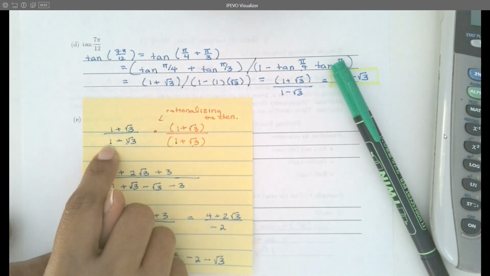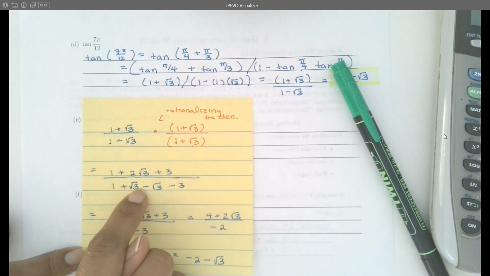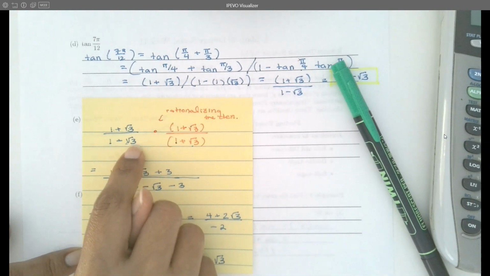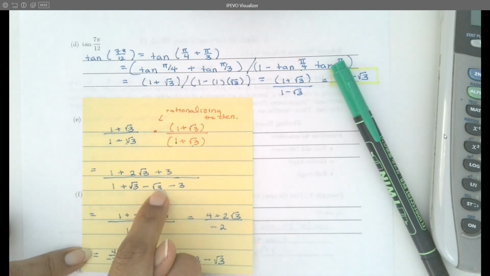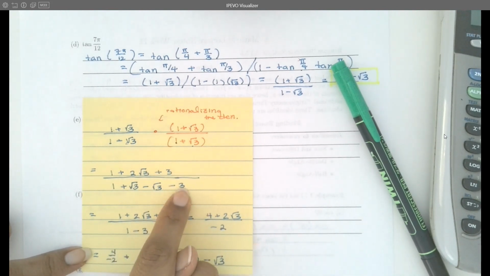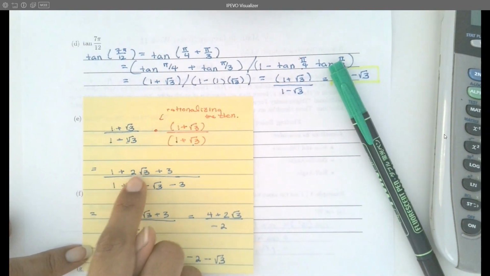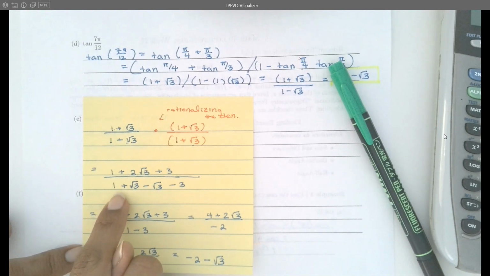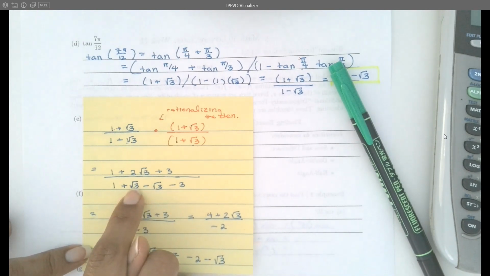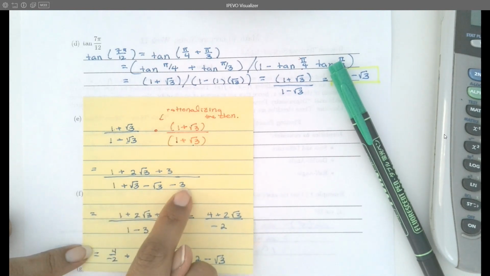In the denominator, 1 times 1 will give us 1. 1 times a radical 3 will give us a positive radical 3. Then negative radical 3 times 1 will give us the negative radical 3. Negative radical 3 times radical 3 will give us a negative radical 3 squared, which is just 3, so minus 3. If we combine the like terms in the denominator, well, the plus radical 3 and negative radical 3 are going to cancel out, leaving us 1 minus 3, so that's this here.